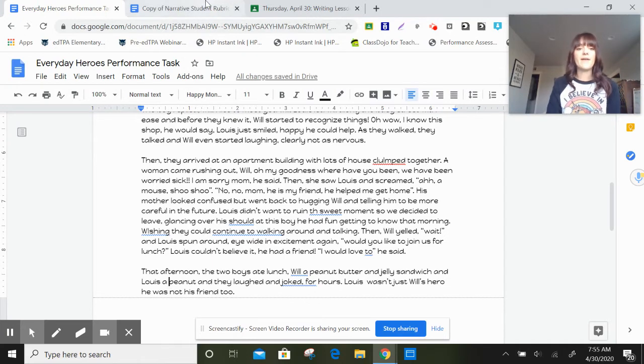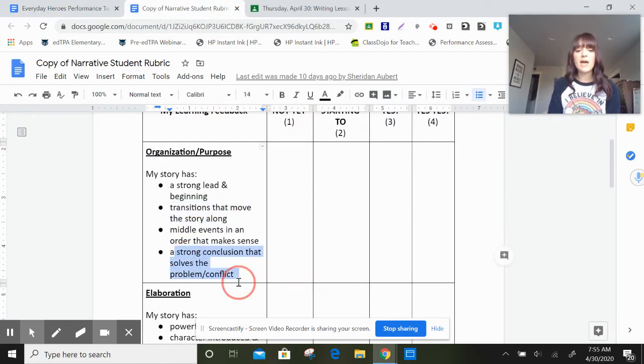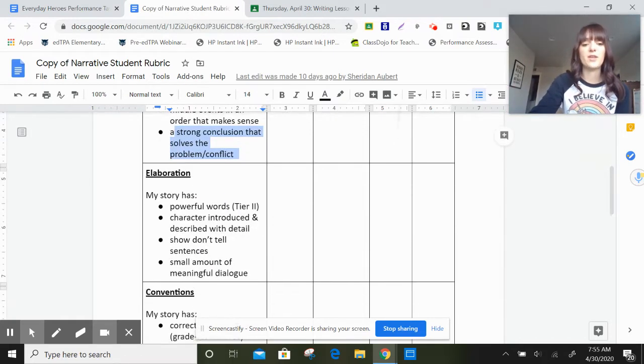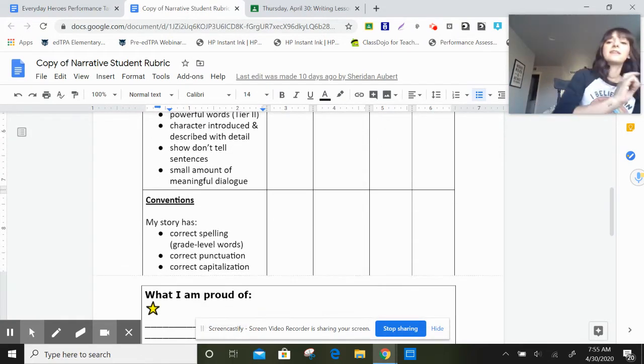So, okay, we have some transition words. Do we have a strong conclusion that solved the problem? We do. Lewis gets Will home. They enjoy peanut butter and jelly sandwiches. They are now friends. Now, he's not just his hero, he's his friend too. Okay, so I'm going to jump to conventions and we're going to clean up our spelling and grammar.